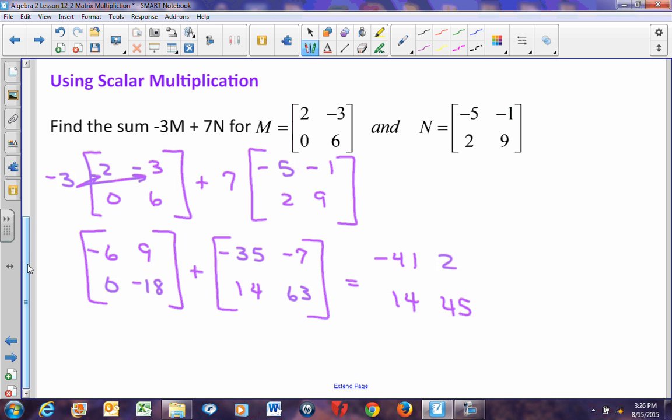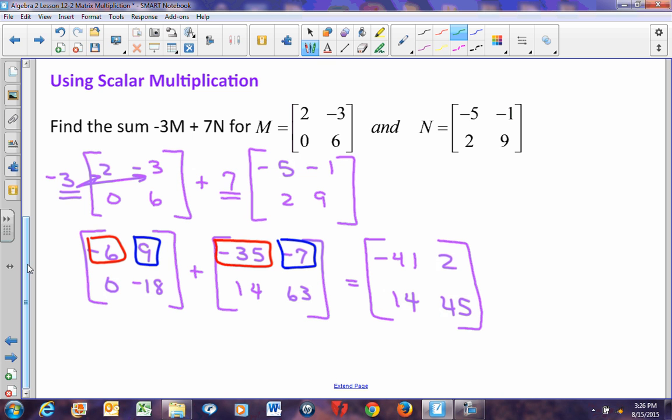All I did was multiply every element in each matrix by the scalar that they were asked to multiply by, and then I added my corresponding elements. -6 got added to -35, 9 got added to -7, 0 got added to 14, and so on. So we just multiplied by the scalar and then added the corresponding elements together to get our final matrix, which is right here.